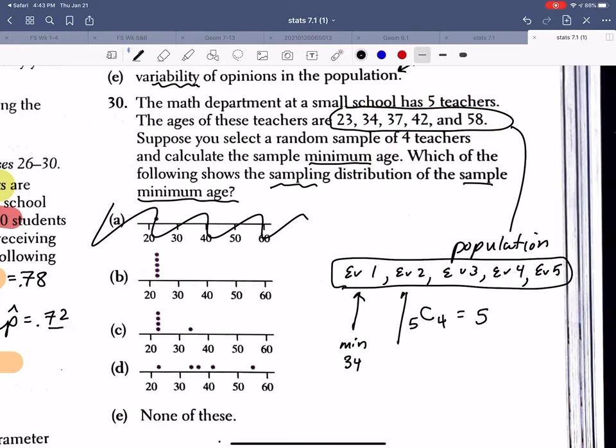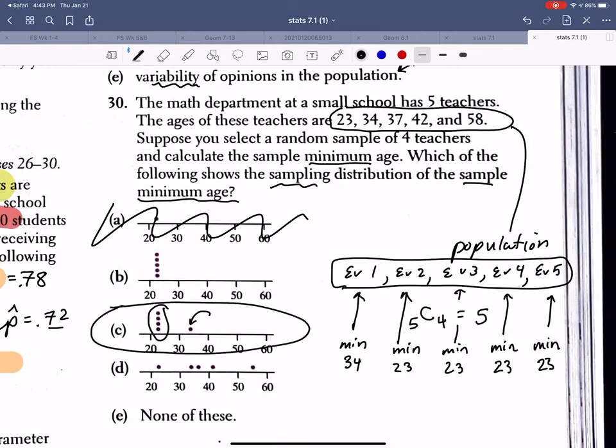Now I picked everybody but the second person. So the youngest person, the minimum, is 23. All right, this is kind of cool. And now I picked everybody but the person who's 37. And so the minimum age is 23. And I picked everybody but the 42-year-old. So the minimum age is still 23. And I picked everybody but the 58-year-old. So the minimum age is still 23. And so if I graph this, I get four 23s and I get a 34. So my answer is C.